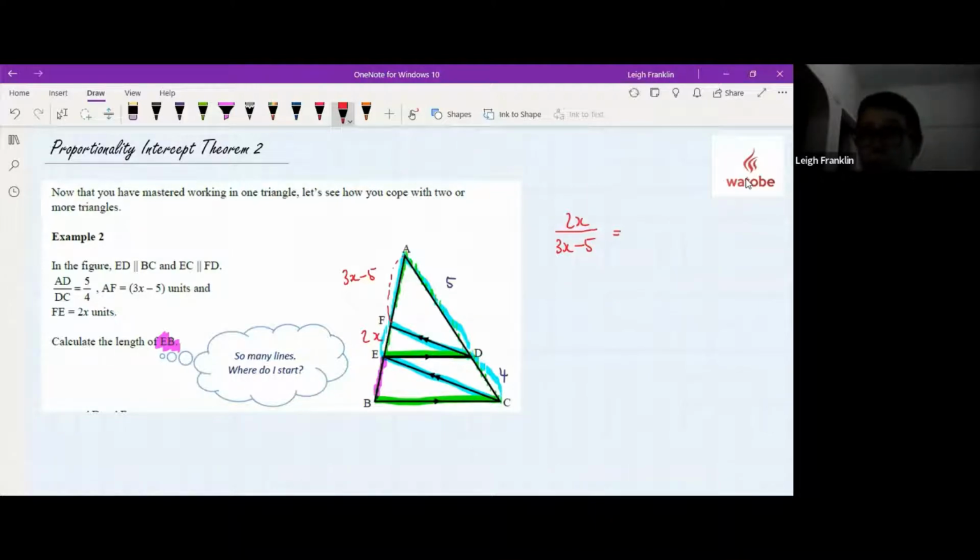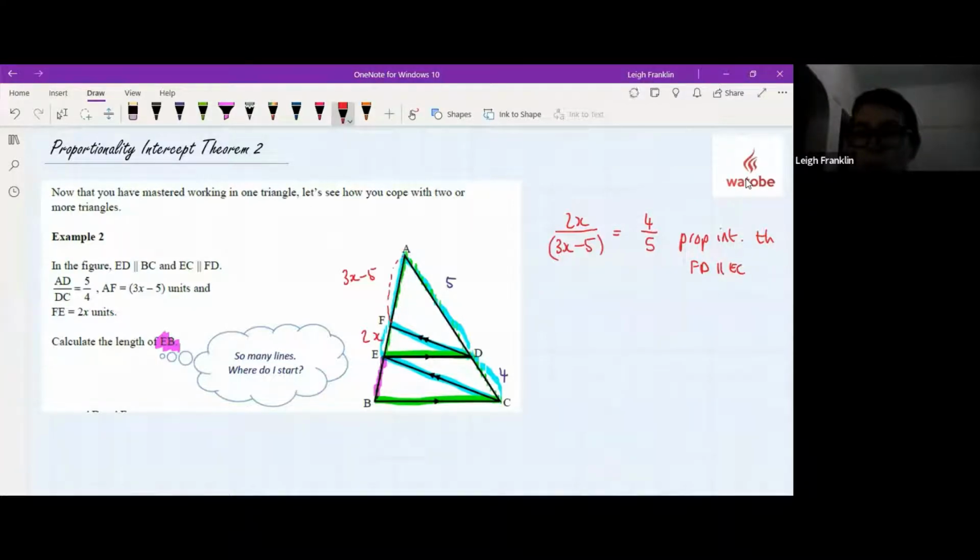4 over 5. Lovely, Nobuhle. Is equal to 4 over 5. Don't forget proportionality, intercept theorem, name the parallel lines. Okay, so FD parallel to EC.